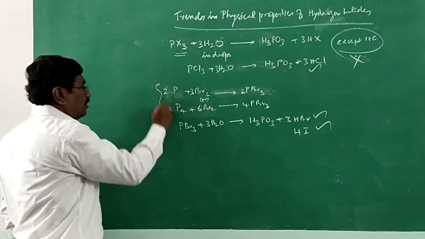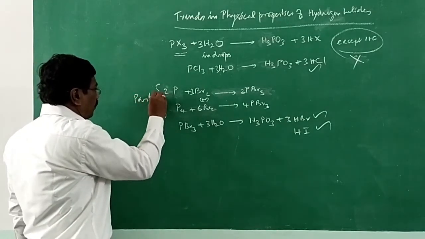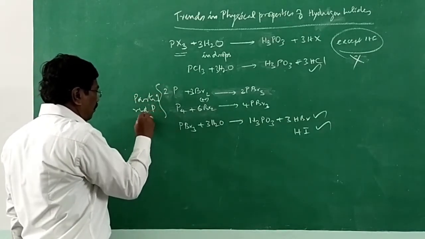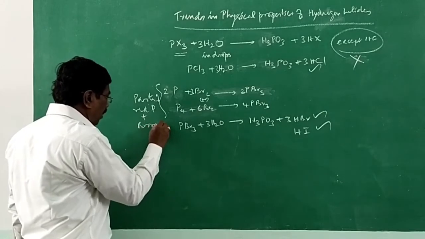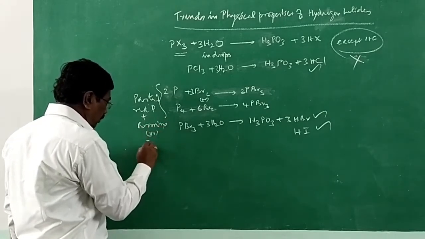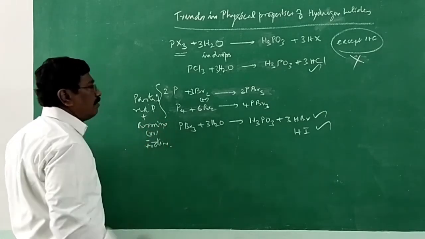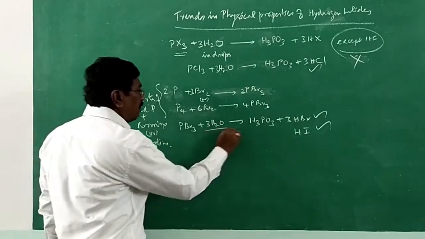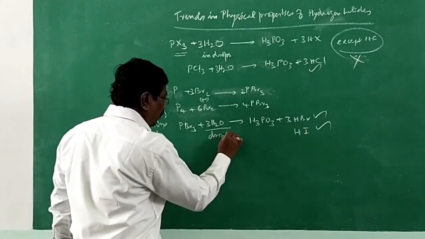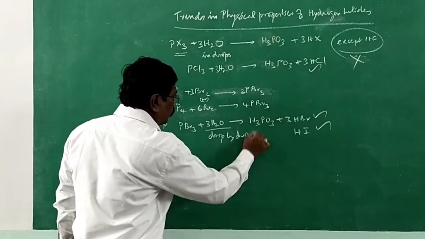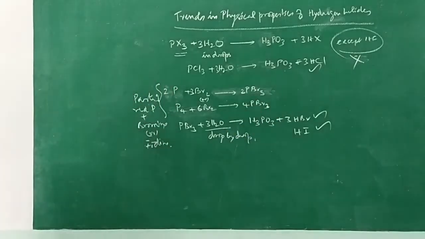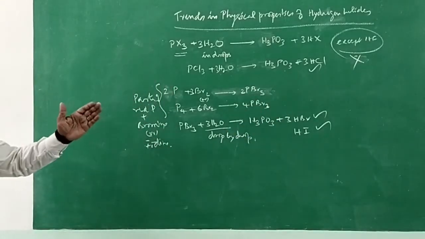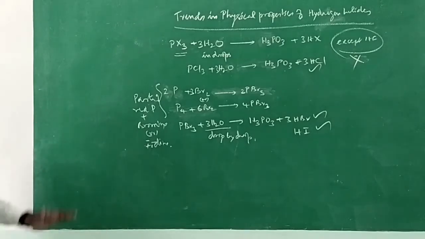So a paste of red phosphorus plus bromine or iodine. Into that we are adding water drop by drop, so that it undergoes hydrolysis to give phosphorus acid and HBr as well as HI. So that is the difference. We cannot prepare HF by this method.